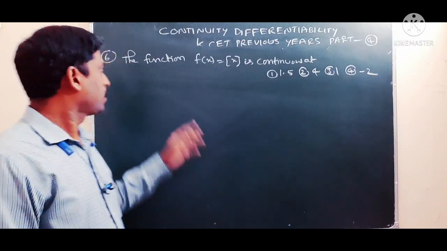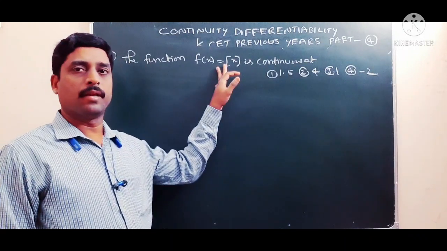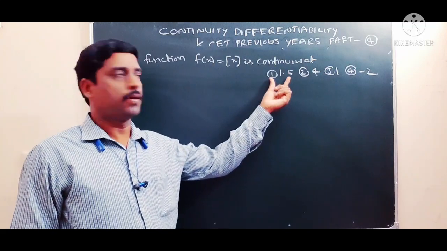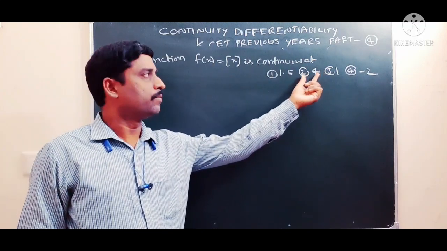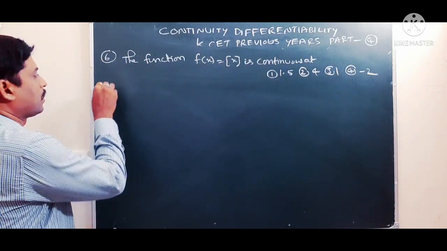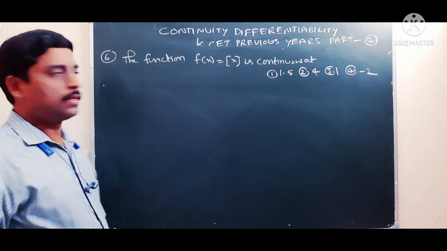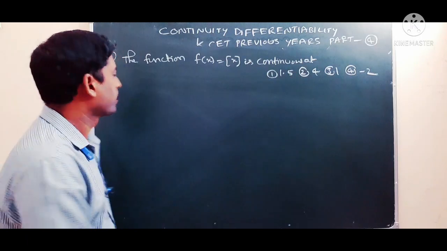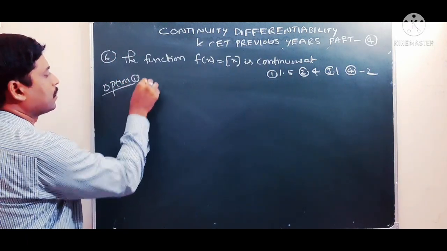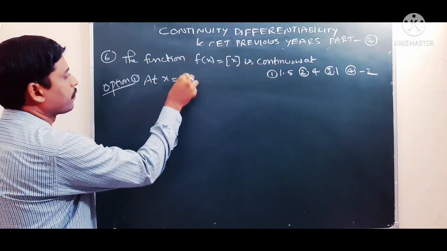So what is the statement? F of x is equal to the integral part of x is continuous at, options: 1.5, 4, 3, 4, 1, minus 2 given. Okay. By using the verification method, let us take the first option. Option 1, at x is equal to 1.5.